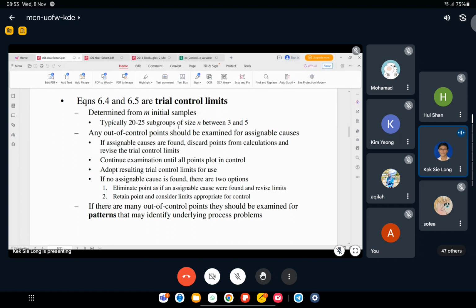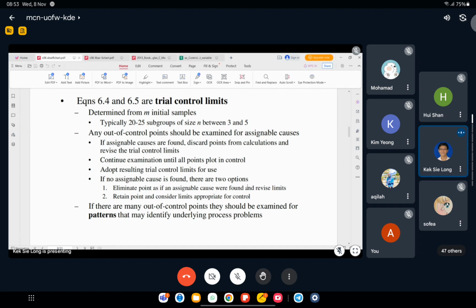So if you refer to "if no assignable cause is found, there are two options," refer to this option. I think I mentioned the second option in the previous classes. If we have some points out of control, maybe we can enlarge the control limit. So this is called revising the control limit.